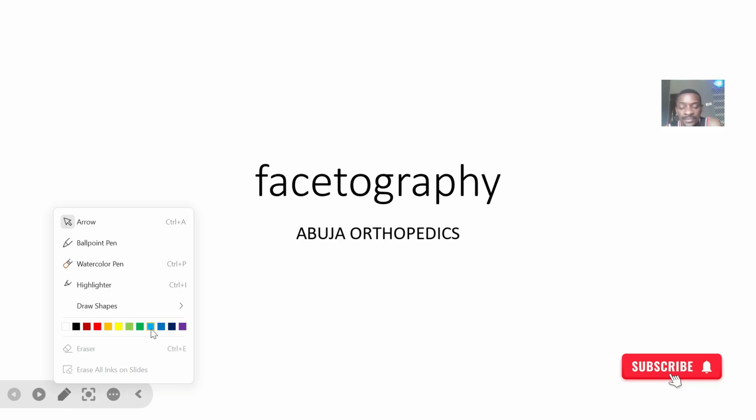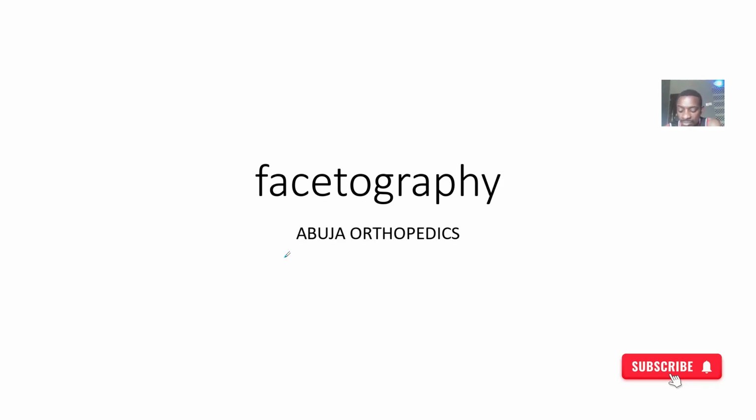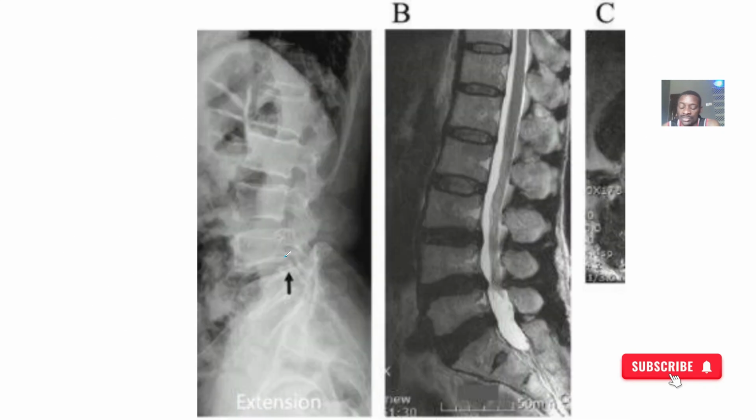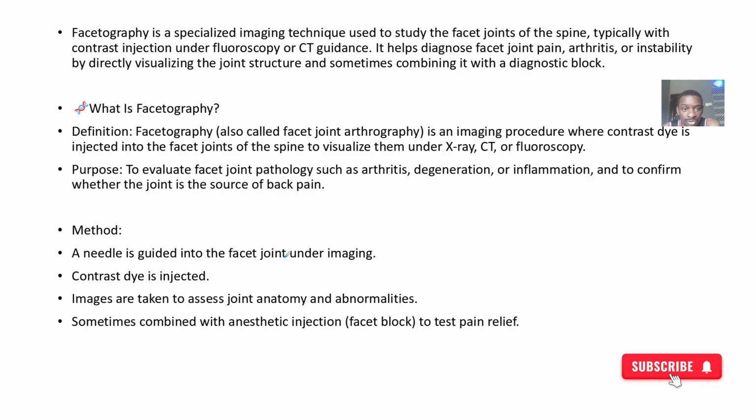Now for the next type of imaging modality, imaging procedure we should be looking at in orthopedics is what is known as a facetography. Facetography. So it's just a specialized imaging technique, and it's used to study facet joints of the spine. Typically they use contrast injection.